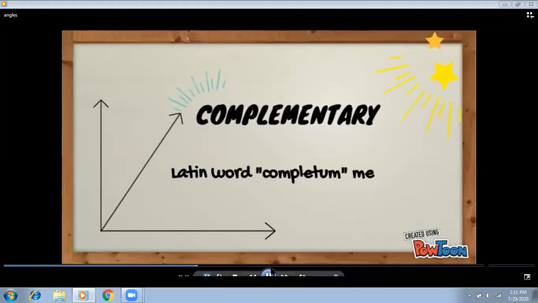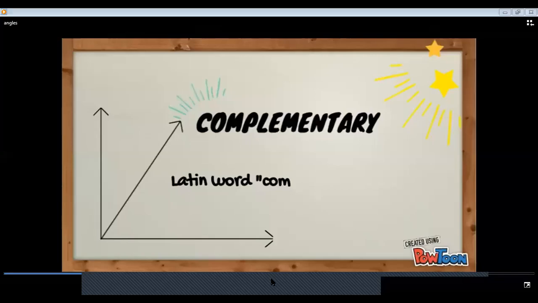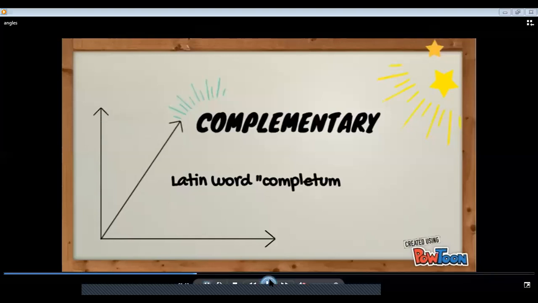Regarding the word complementary, it is derived from a Latin word, completum, and that means completed.